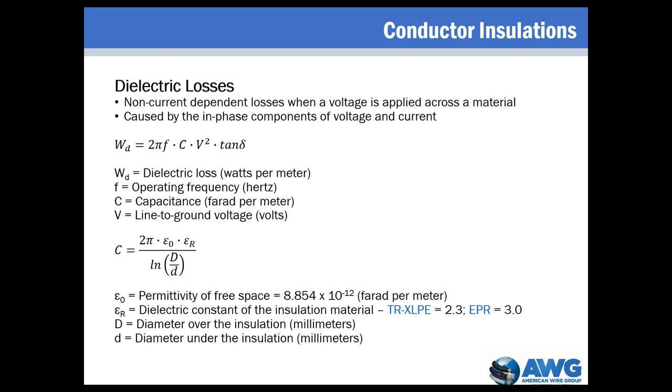Dielectric losses are defined as the non-current dependent losses when a voltage is applied across a material, typically an insulating material. These losses are caused by the in-phase components of voltage and current. The formulae shown here are used to calculate these losses. Let's look at an example where we use a dielectric constant of 3.0 for EPR and 2.3 for TRXLPE.